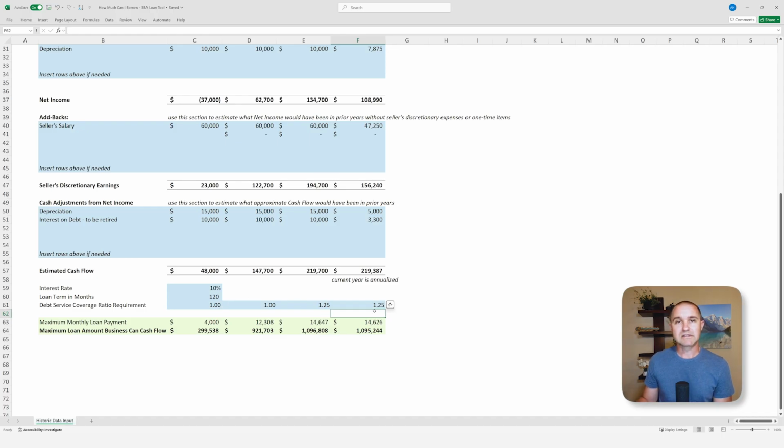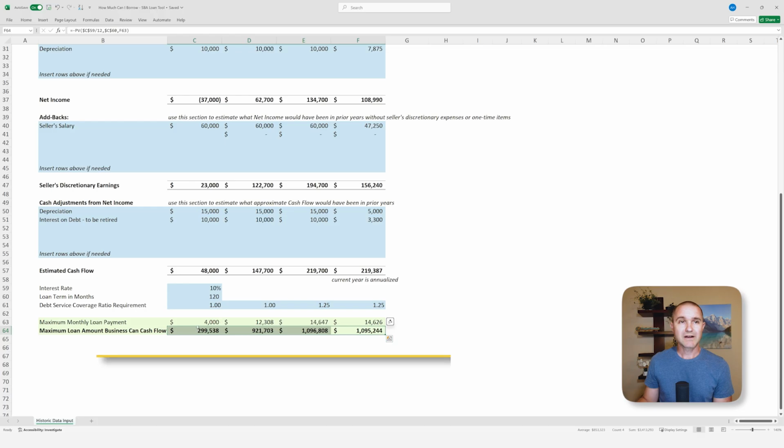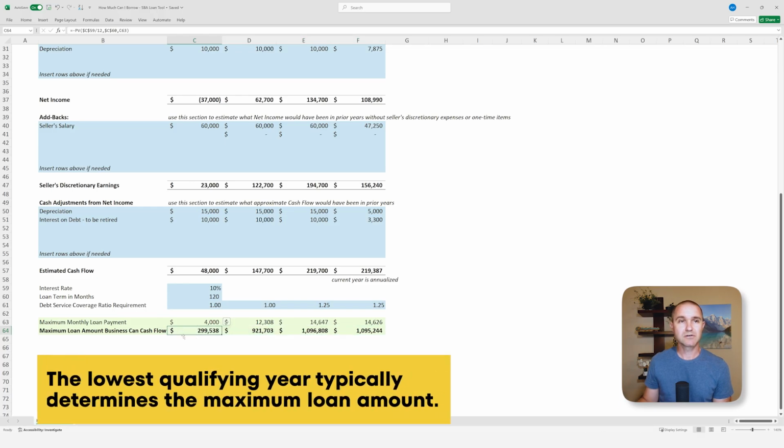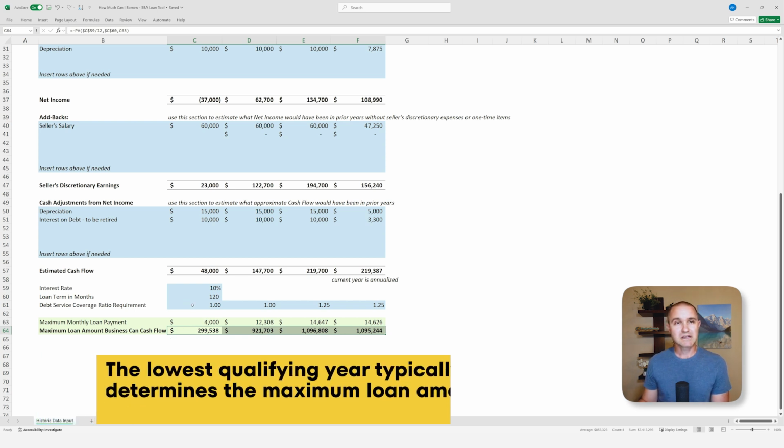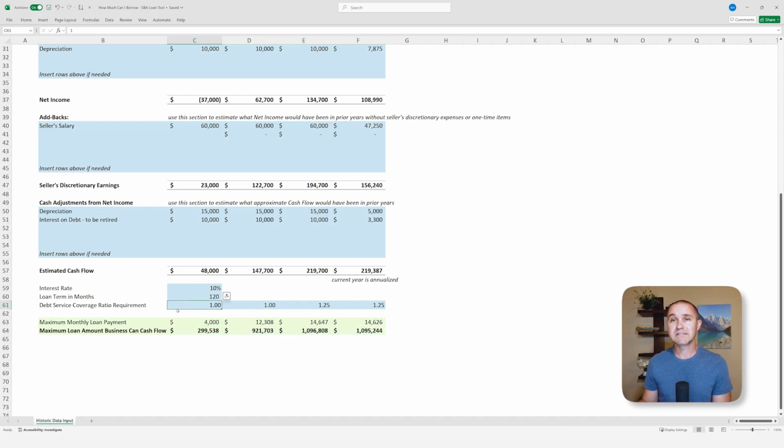Now, in a scenario like this, the way I look at it, whatever the lowest dollar amount you see in this maximum loan amount, that's your maximum loan amount. So if you're working with a lender that says, hey, we require at least a 1-to-1 debt service coverage ratio on each of the last 3 years, you're kind of stuck at this number.